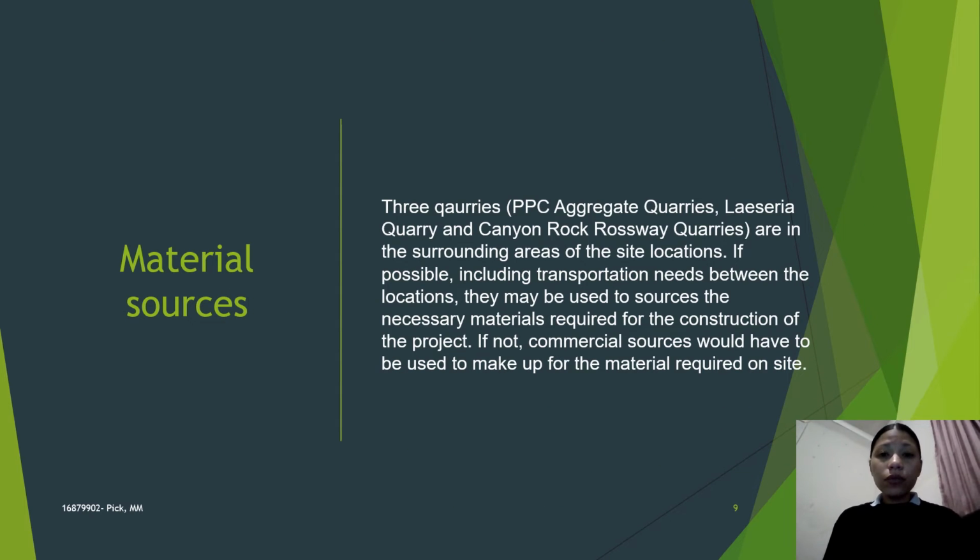Main material sources: there are 3 quarries close by to the site location. Therefore, any necessary materials such as sand or rock or whatever else may be needed for the construction of the site could be acquired there. But if not, then they would have to import or get that from outsourced suppliers for those jobs.